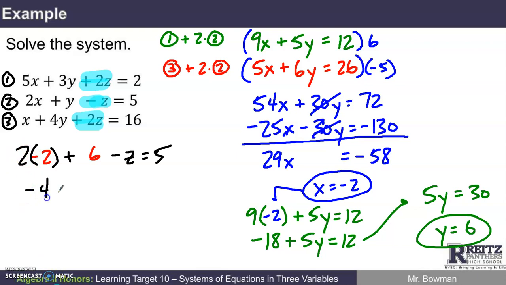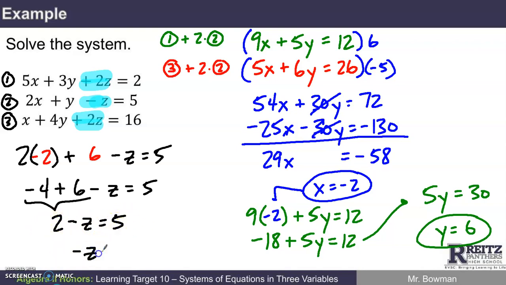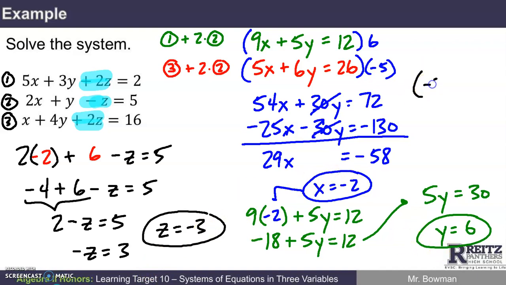This is -4 plus 6 minus z equals 5. -4 plus 6 is 2. 2 minus z is 5 means -z is 3. And if -z is 3, z must be -3. And I think we've done it. I think my answer is going to be x, y, z is an ordered triple: -2 for x, 6 for y, -3 for z.